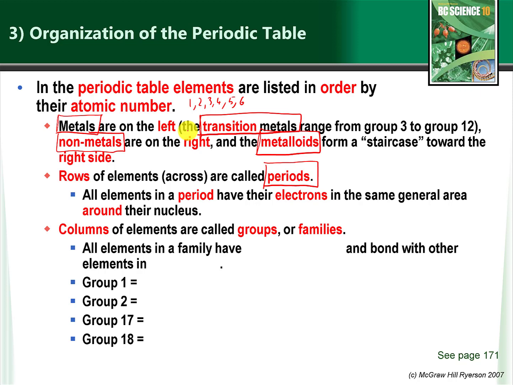Columns are often called groups or the same thing as families. Same. They have two different names. And all elements in a family have similar properties and bond with each other in similar ways.